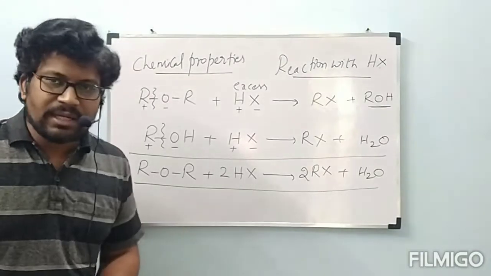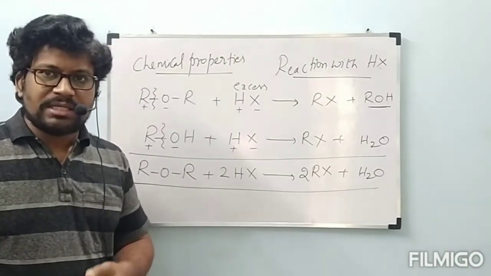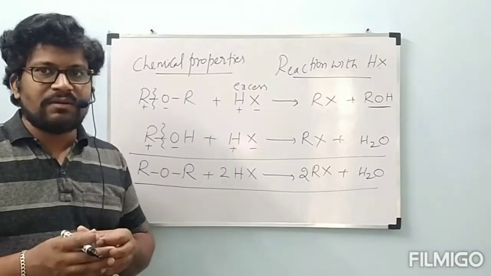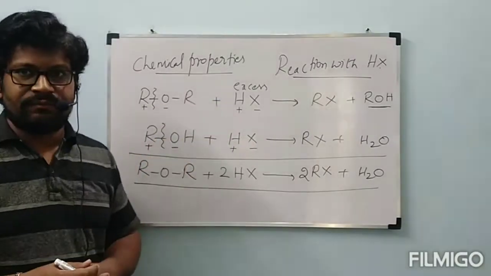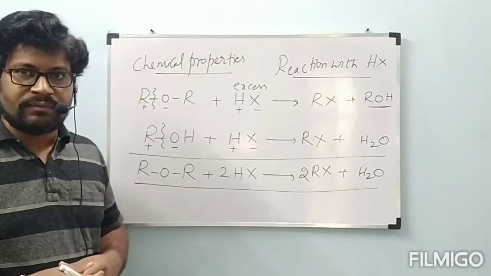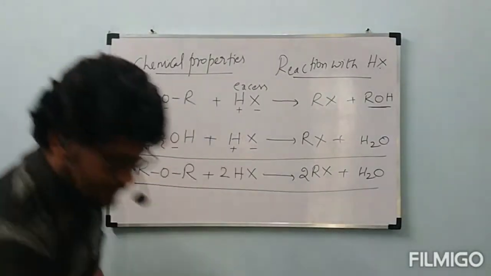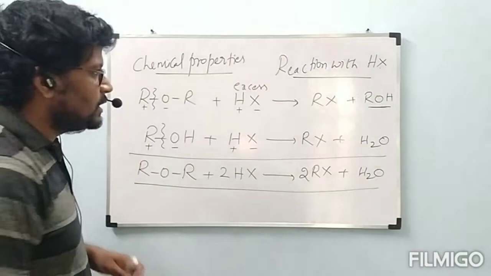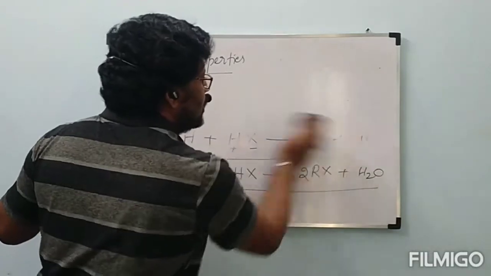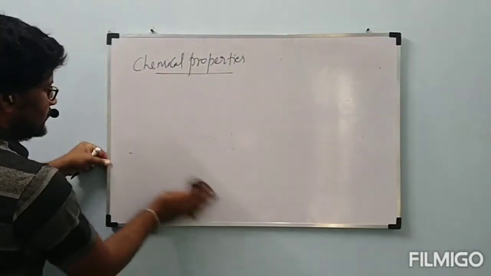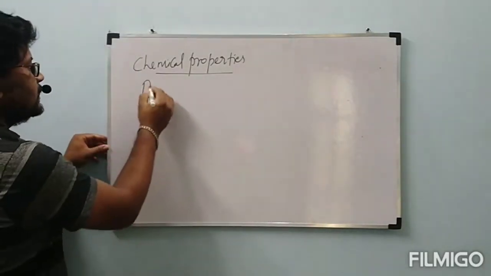Now particularly we will take the reaction with HI. That means X we take as iodine, because the HI bond can be cleaved easily and it undergoes reaction easily. That's why we take particularly the reaction of ether with HI. Let us see that by taking examples. So let us consider the reaction with HI.